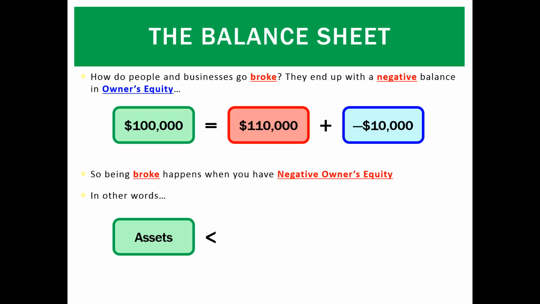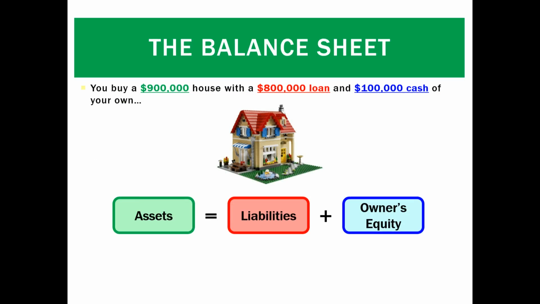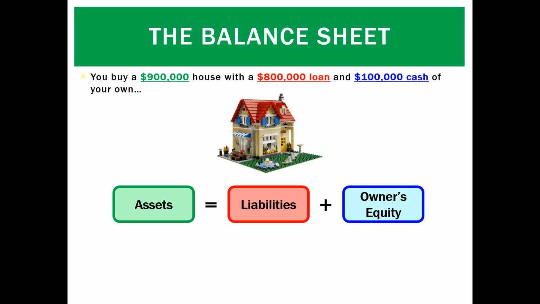Negative owner's equity basically means when your liabilities are more than your assets, you are broke. Well, how does that happen? No one plans to go broke. Let's say you go and buy a $900,000 house this time. You borrow $800,000 and you use $100,000 of your own money. So we've got a $900,000 asset, $800,000 liability, and $100,000 of owner's equity.